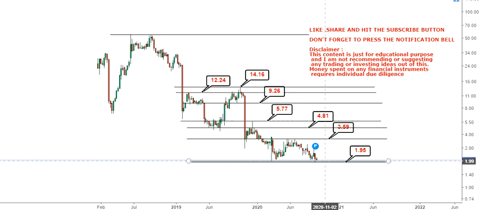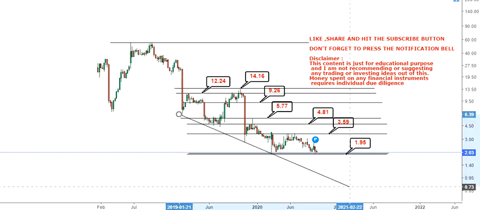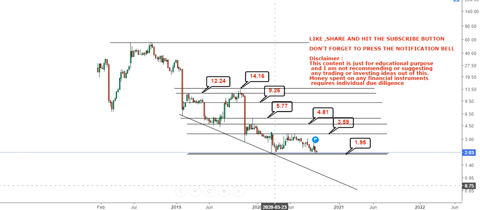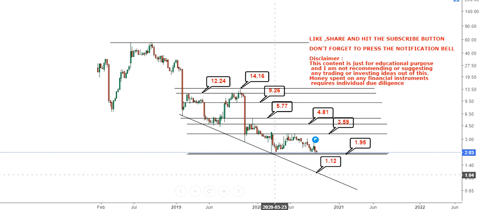On the downside, as I've already told you, there should not be any trade below this level, because in the history of this chart pattern we hardly have any levels below 1.95. If you want to know the worst scenario, below 1.95 the stock could go towards 1.12, and below that you have 0. So these are the things which one should look at.